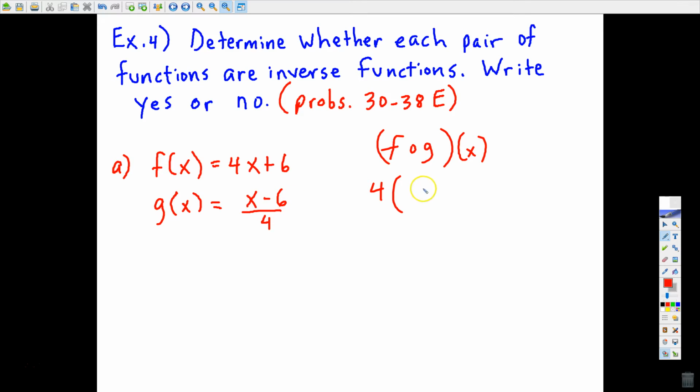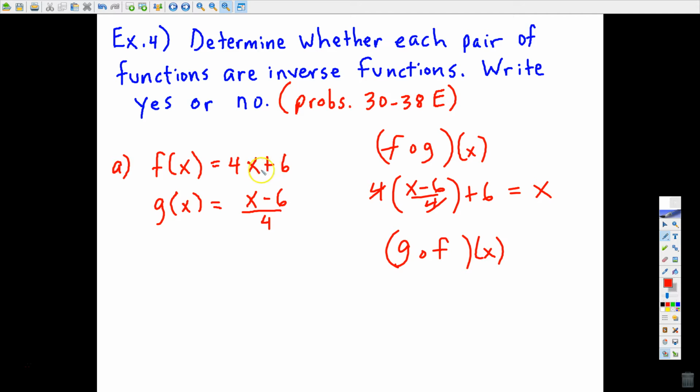4 times x minus 6 over 4 plus 6. These 4's would cancel. We're left with x minus 6 plus 6, and that's x. So far, so good. But now I've got to do the composite going the other way. I've got to do the g of f of x. And if they truly are inverses of each other, then I'll get x as this result as well.